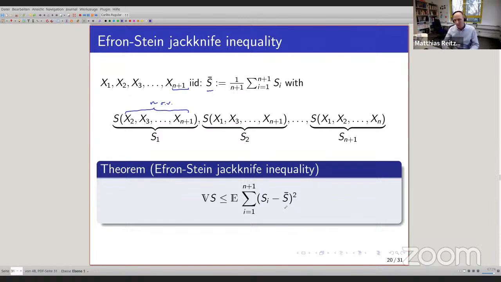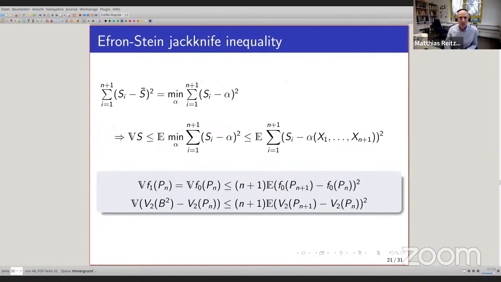The right way to reformulate the Efron-Stein-Jackknife inequality here is the following. If you take this sum and you want to minimize it, so we have numbers Si, and we are looking for the value of alpha which minimizes this sum, then we minimize this sum if alpha is just the mean value. That's the minimizer. This is well known from analysis, and it is often used in stochastics. It's minimizing the square.